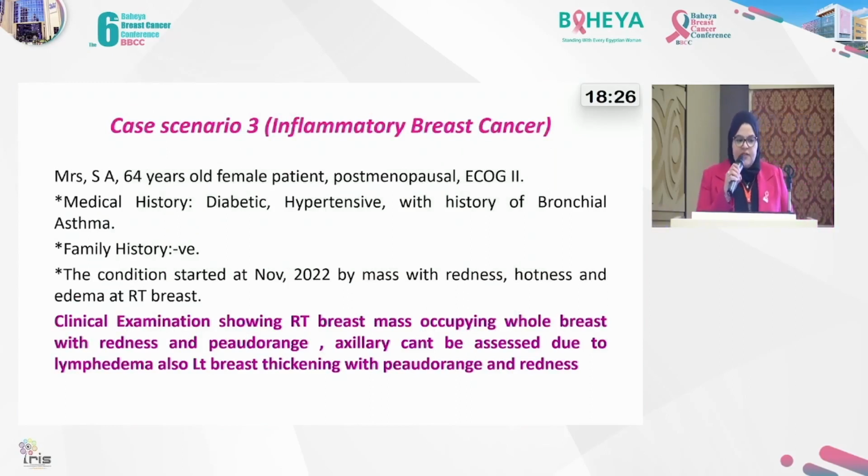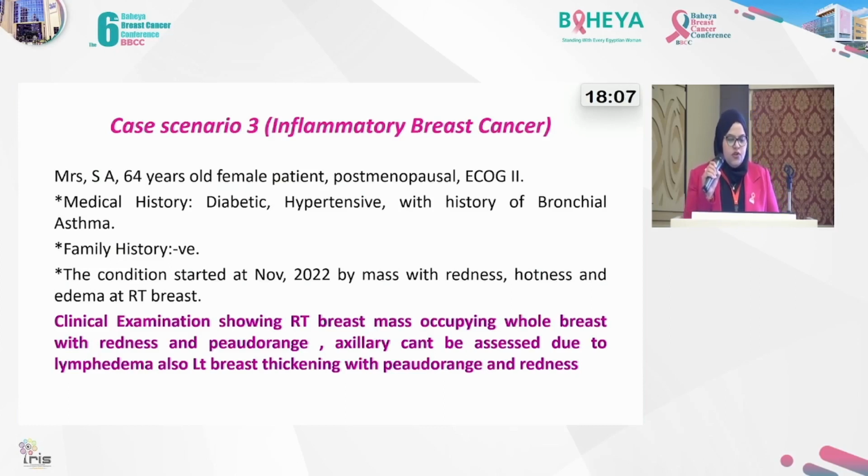The third case scenario is a 64-year-old female patient, postmenopausal, ECOG performance status 2, diabetic, hypertensive, with a history of bronchial asthma and a negative family history. The condition started in November 2022 with a mass with redness, hotness, and edema at the right breast.